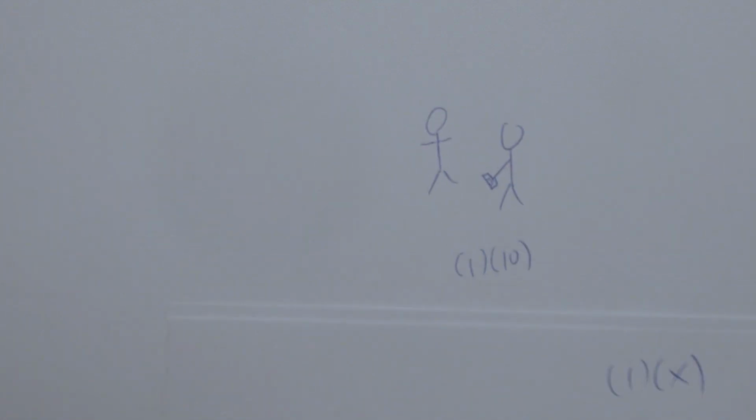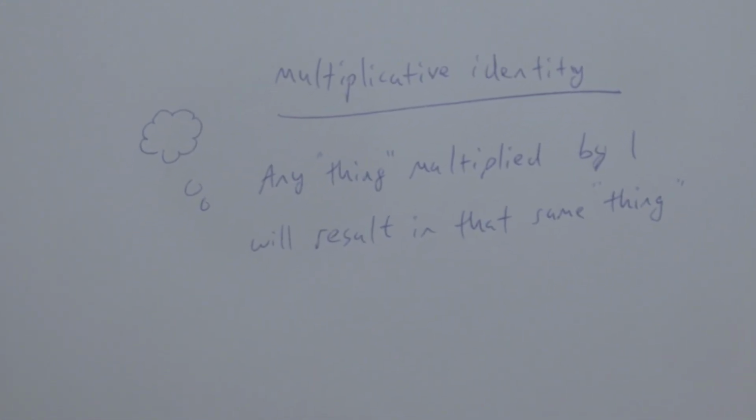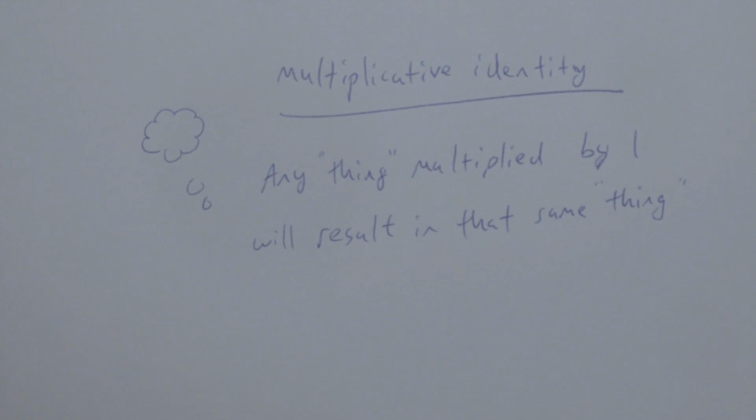And that's all that they're saying here in this multiplicative identity, is that anything multiplied by 1 will result in that same thing. This is very important. You'll see in just a second, okay? So that's one thing that I got to make sure that you understand. Here is the second one.